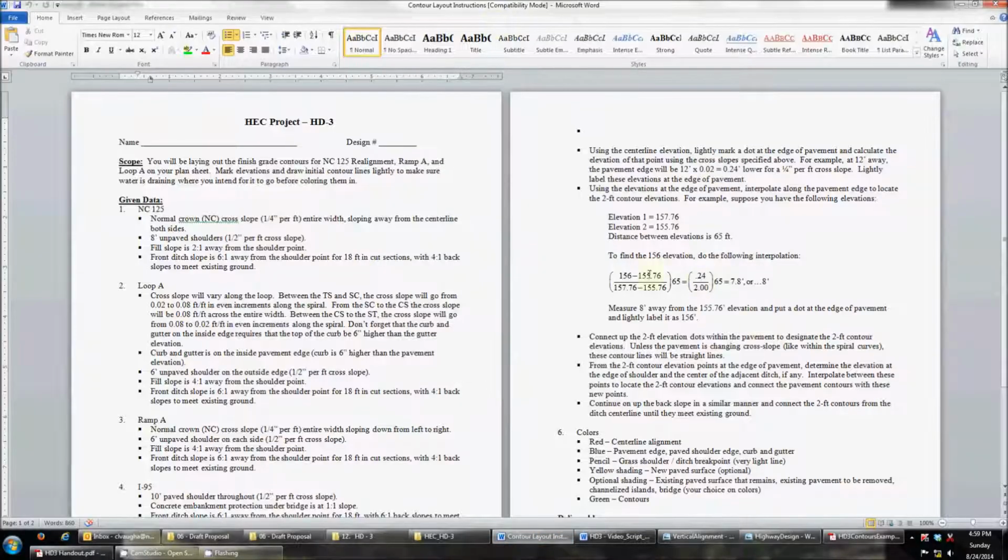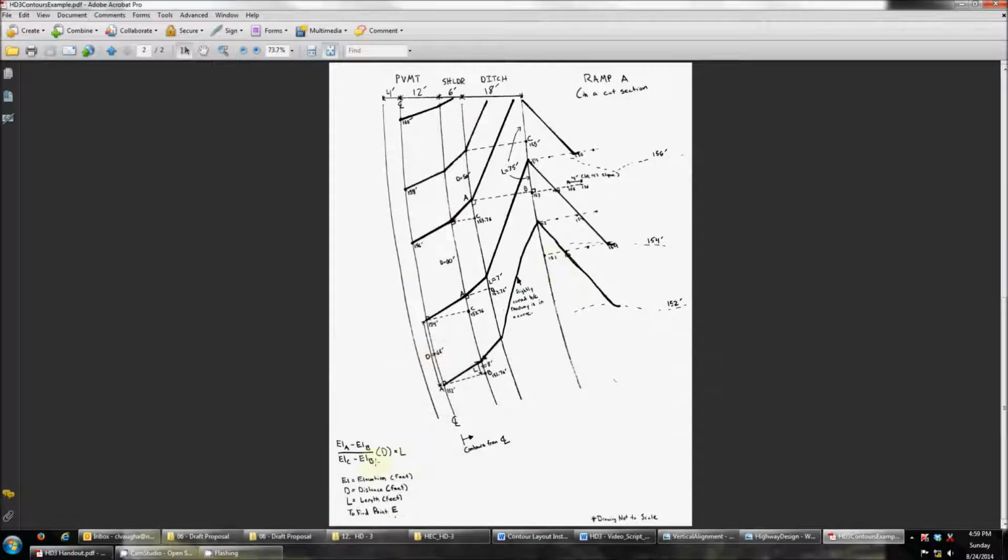If I pull that over, you can see this is kind of an example. They're using different numbers than what I use with 152 and 151.76. They've got 156, 155.76, 157.76, and so on, but it's going to be the same process. So if I'm using 152.76, 151.76, and 153.76, I can find where this 152 is going to come in.